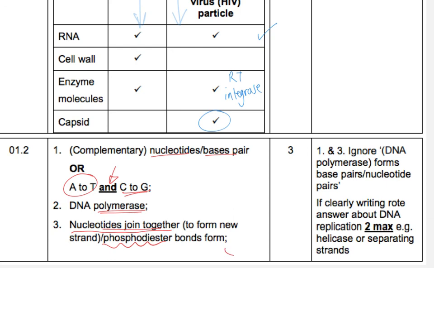Now, it does say that if you are clearly writing about DNA replication and not this semi-conservative replication, so maybe you've said about the fact that the DNA strands will separate, helicase will work, something like that, and you're visibly not understanding that we're taking a single strand of DNA and just building onto it, then you can only get 2 marks maximum. So I hope you found this useful.